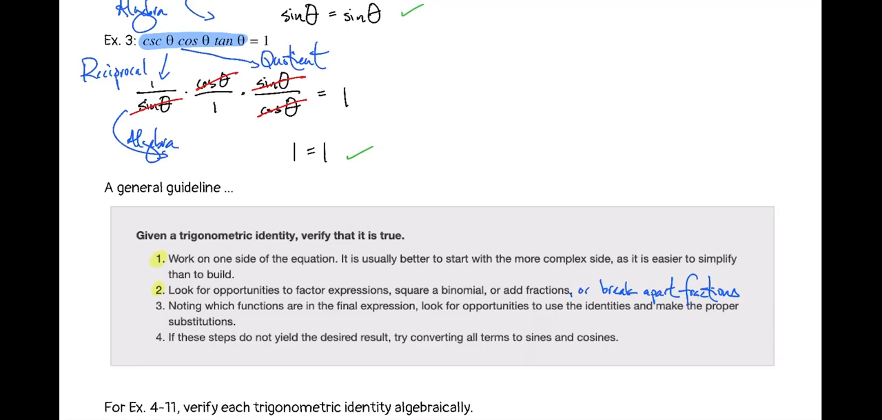It's really important as you go. Don't just start working and forget what you're trying to get it equal to. Please keep in mind which functions are in your final expression. So keep in mind what your end goal is, right?